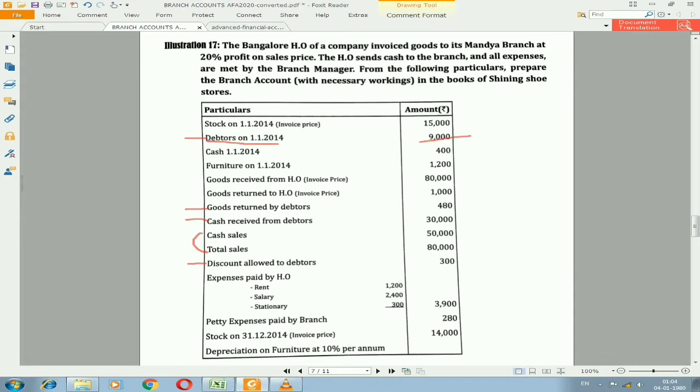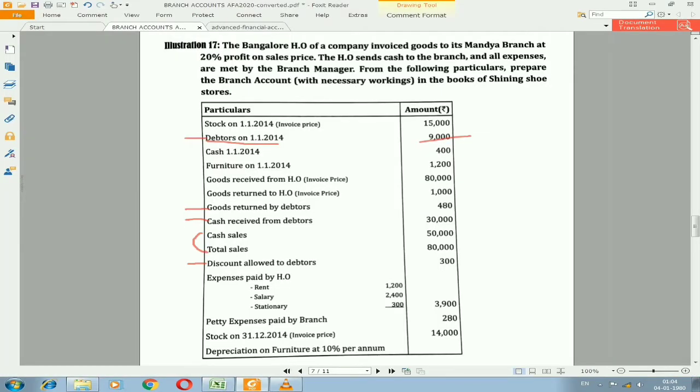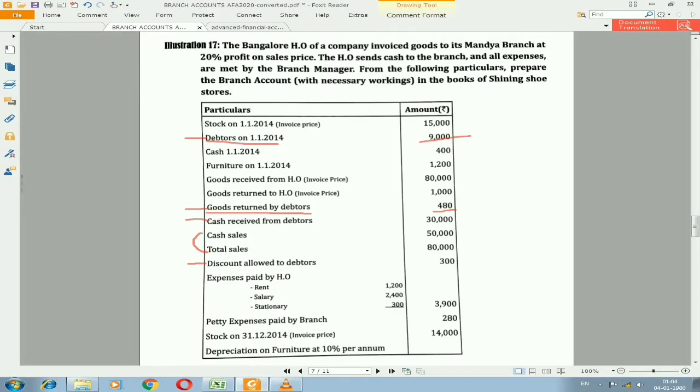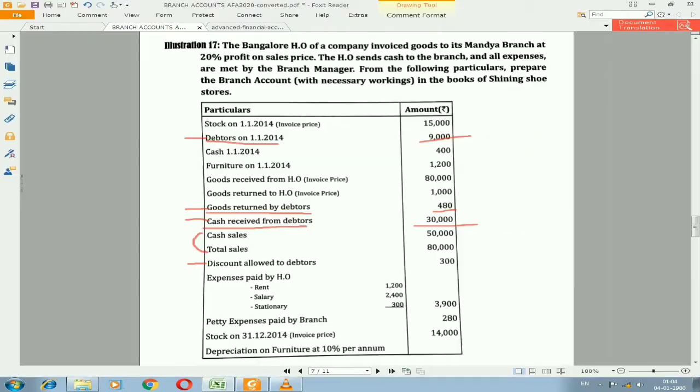First, debtors, that is the opening balance, amount of rupees 9,000. Then we have goods returned by debtors. Debtors are nothing but customers. If we receive goods from customers, that is called sales return, that is 480 I have entered. Then the third one is cash received from debtors. We are receiving cash from customers or debtors, and that cash we record on the credit side of the debtors account, which is an amount of rupees 30,000.